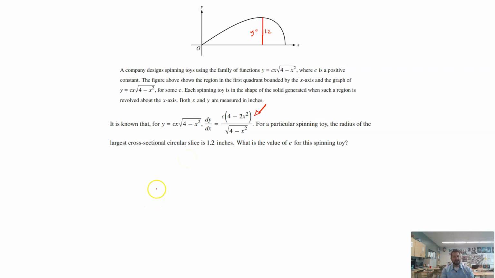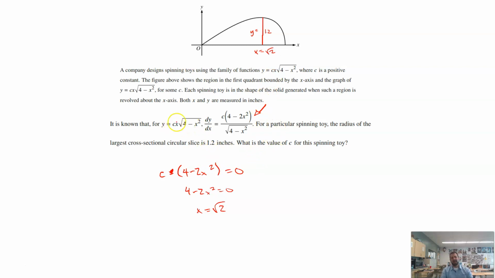Well, that's where the derivative is equal to 0. So I've got 4 minus 2, c times (4 minus 2x squared) is equal to 0. So I need to solve that. Well, c is just a constant number, so I divide by that, and it's going to stay the same. So I'm going to have 4 minus 2x squared is equal to 0. So I get x is equal to the square root of 2. So it just so happens that x equals the square root of 2 is where that occurs.